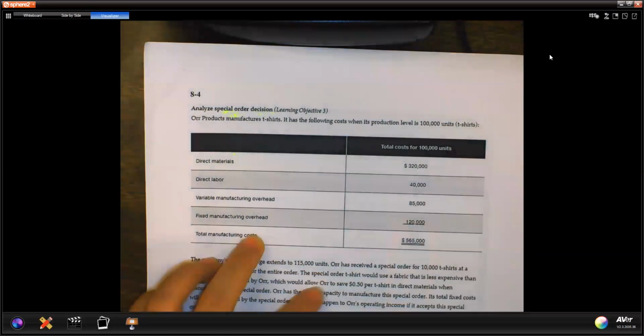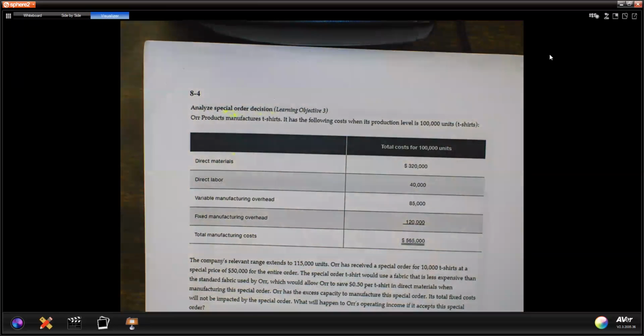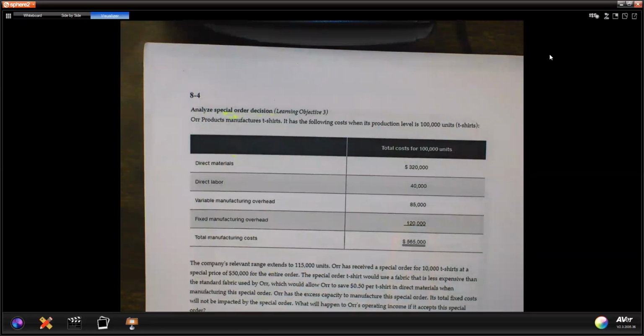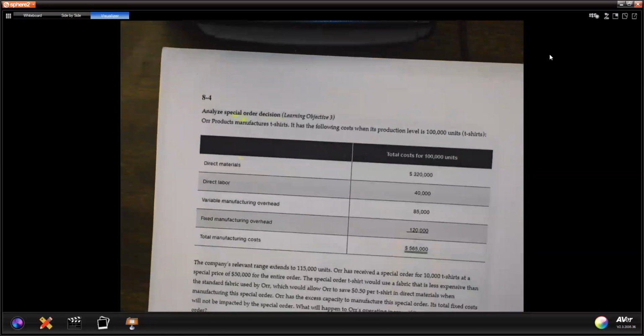So let's look at this question. It's 8-4. It should be in your MyAccountingLab. One more time, the format will be different. Make sure you check the solution. You check your textbook to get the format, right? Don't lose points. It's definitely hard to get 100%, but we try to get more points.